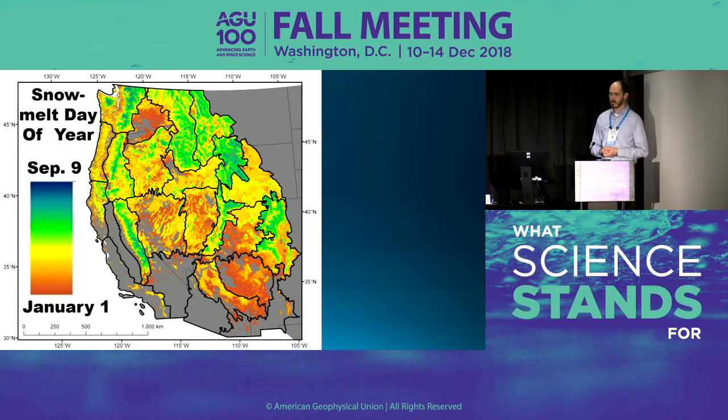So what we did is we took some satellite imagery and we looked at it day by day. And we identified when that snow disappeared for the spring, so when the snowpack melted off. So what we see here in these warmer colors, these reds and oranges, those are places that melted really early in the spring. And these cooler colors are places that melted off much later in the spring.